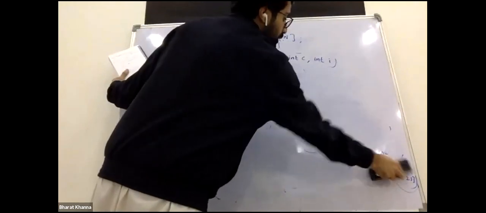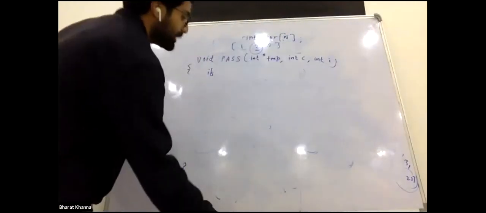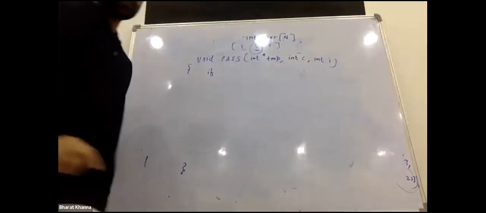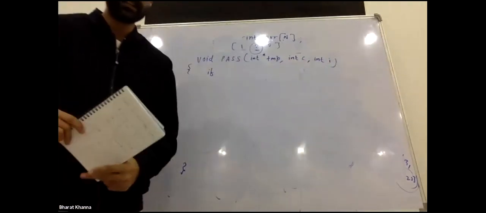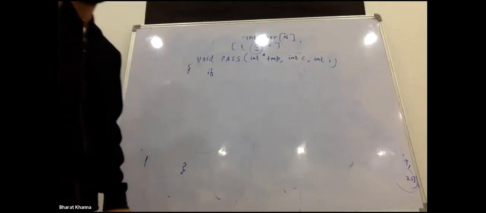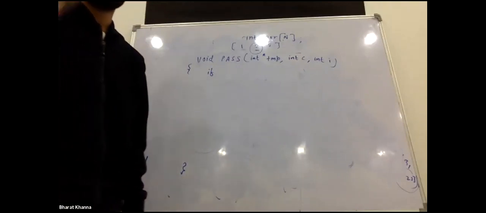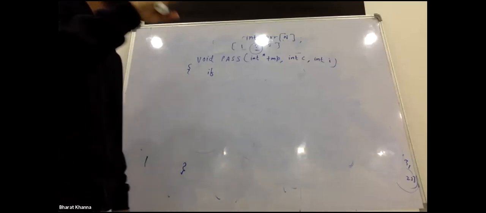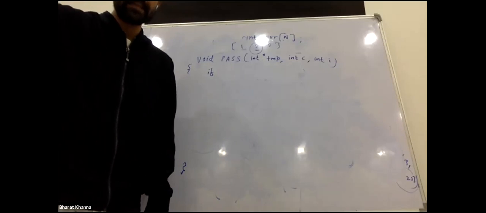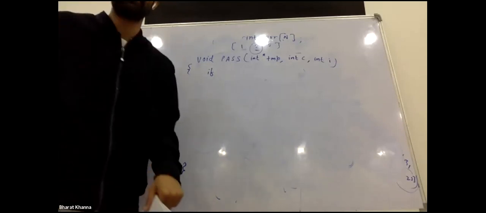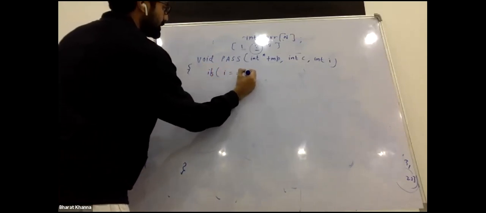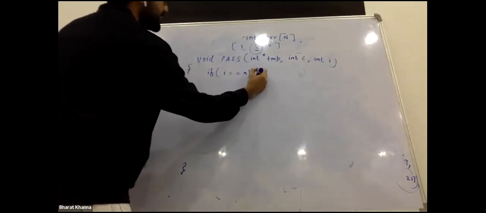Now tell me, when you are at the termination condition, when you are at the leaf of your tree, what was the value of I? The value of I was equal to n, where n is the size of the array. Because I equals 5 means that I am interested in the fifth element of the array, and I equals n means that I am done with the array. So if I equals n, then what should I do? I should simply print this array.